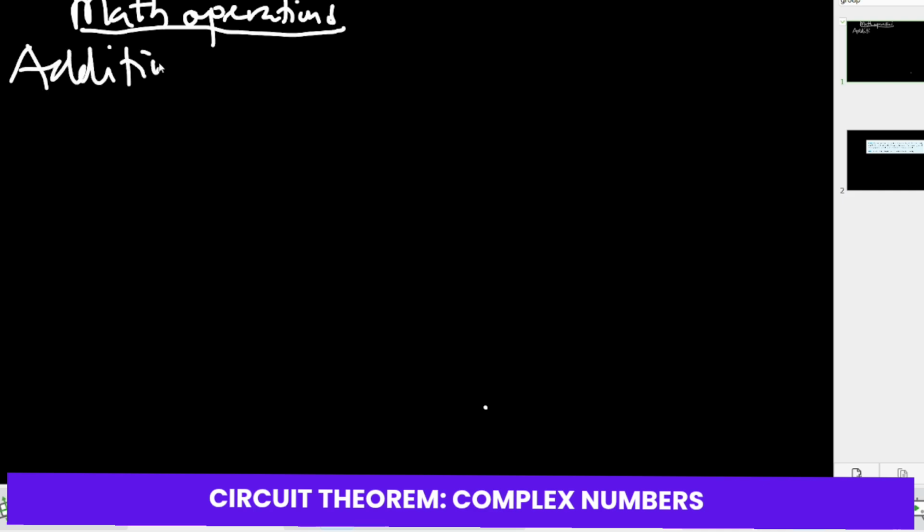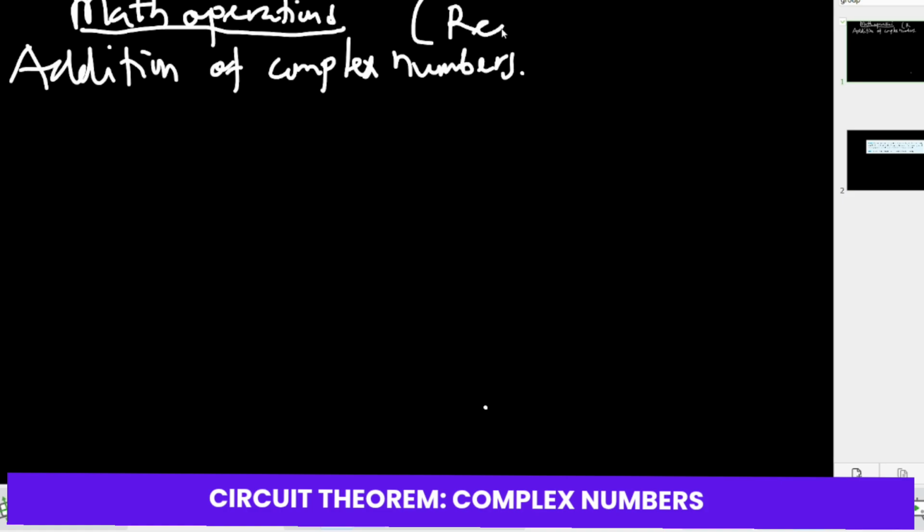Okay, so now we are going to talk about the math operations that can be performed on the complex numbers. First of all, we will talk about addition of complex numbers. I would like to talk about the math operations on the rectangular form first.